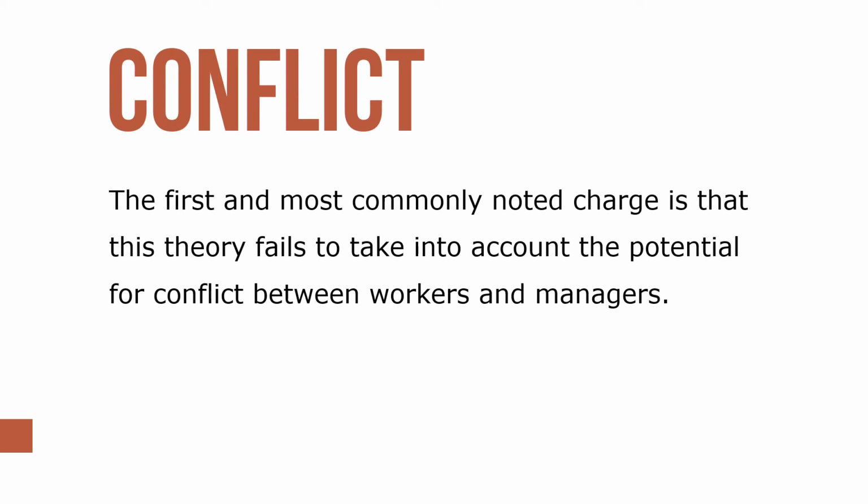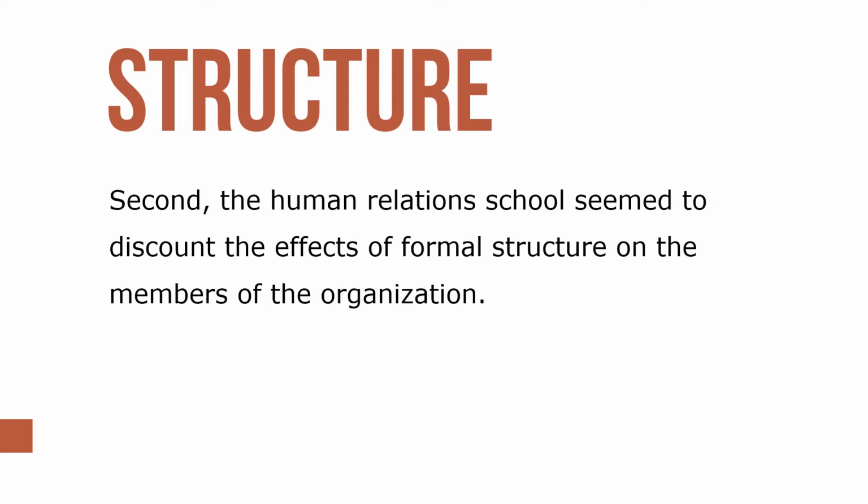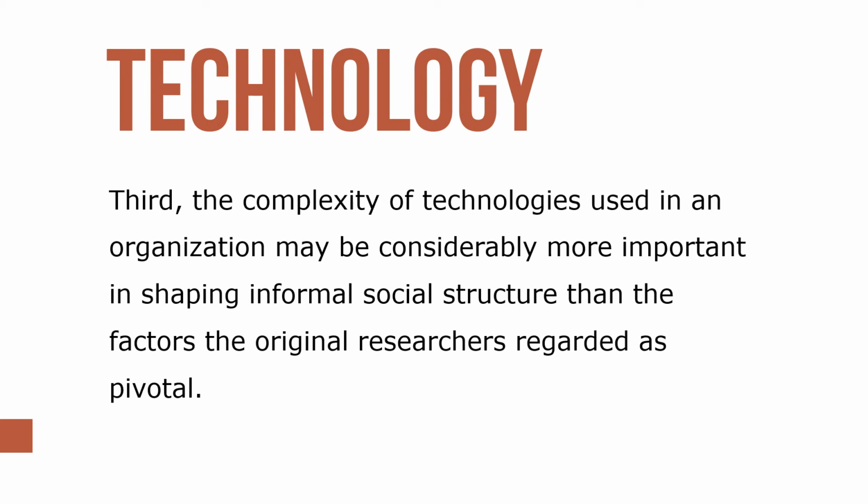The more recent scholars in this field have devoted some attention to shortcomings in the human relations school of organizational theory. The principal criticisms have revolved around 3 points. The first and the most commonly noted charge is that this theory fails to take into account the potential for conflict between workers and managers. Second, the human relations school seems to discount the effects of formal structure on members of the organization. Third, the complexity of technologies used in an organization may considerably be more important in shaping informal structure than factors the original researchers regarded as pivotal.